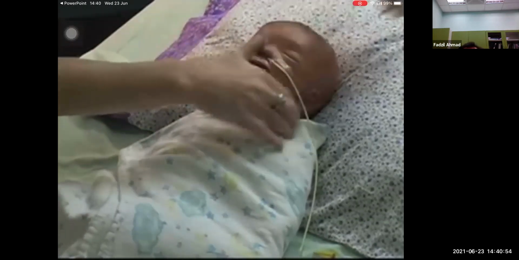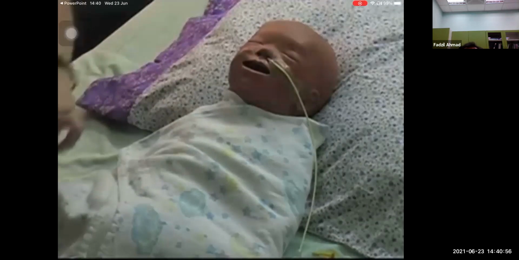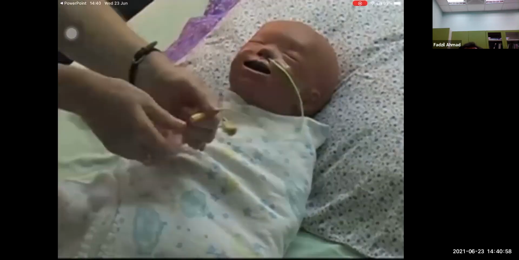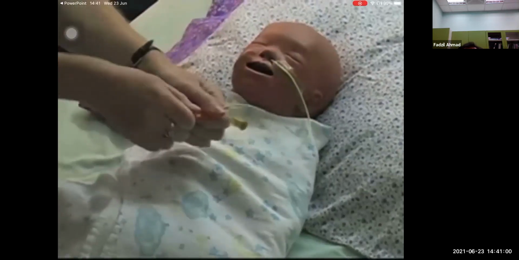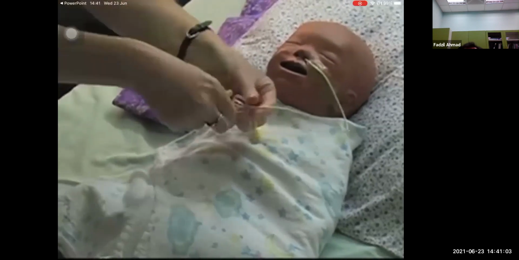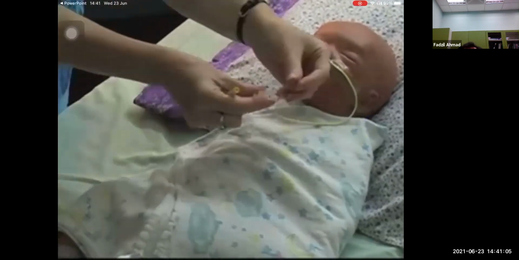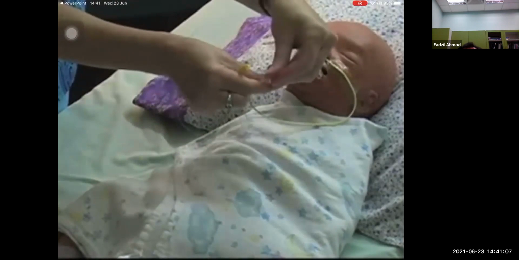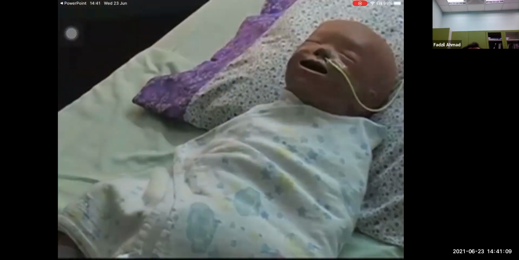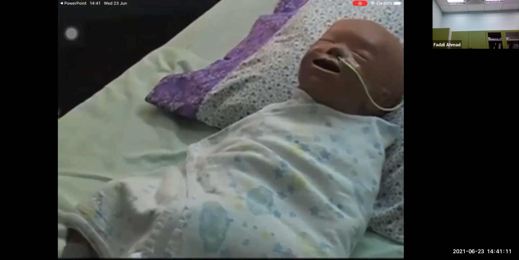Press securely. You can now take the wire out. Hold the tube and pull on the wire. It should come out easily. And then we're going to close the port. You're going to save the wire and put it back in the package.